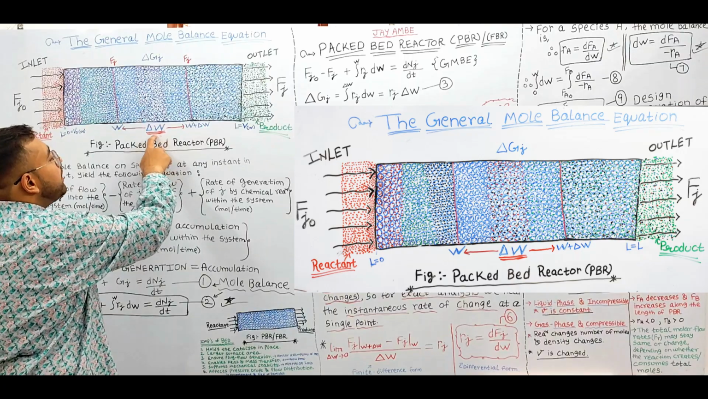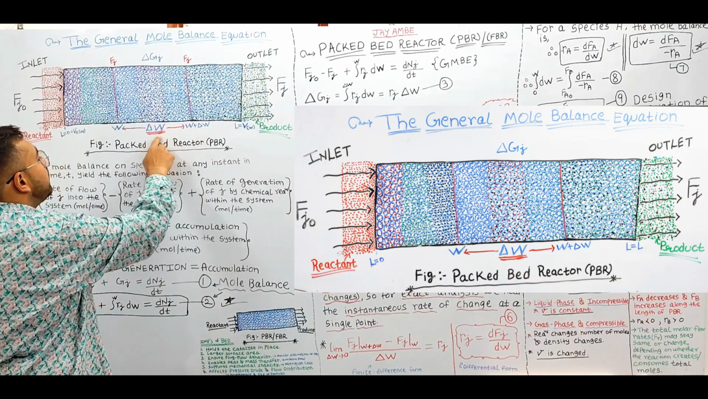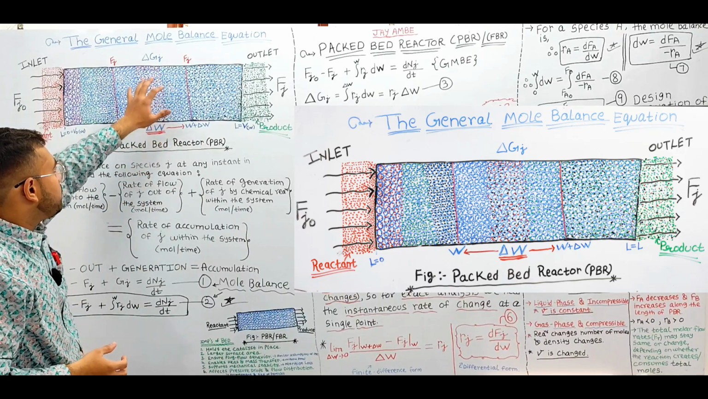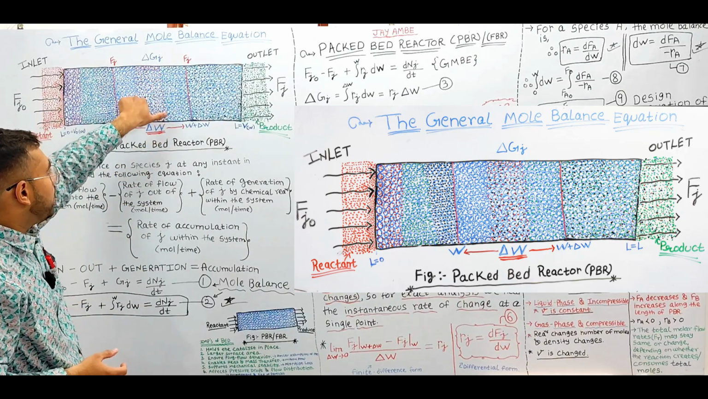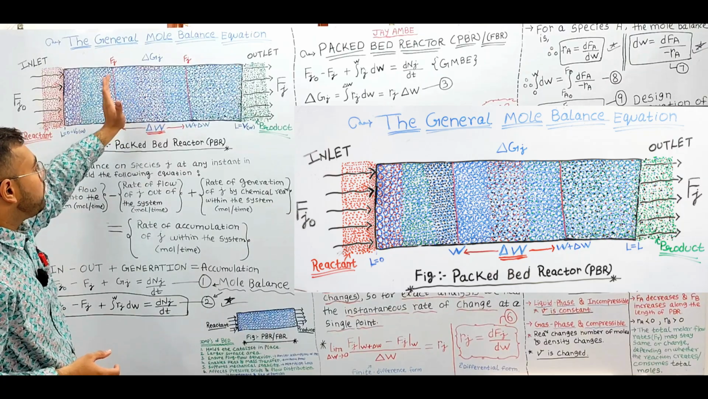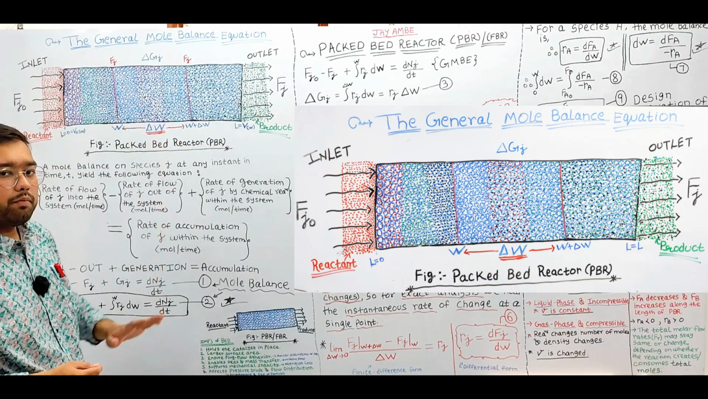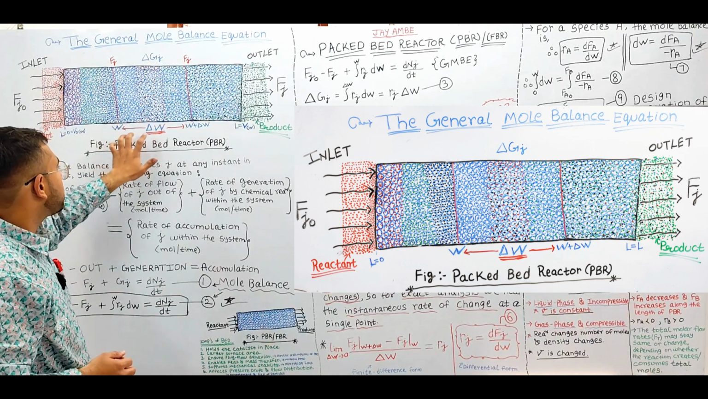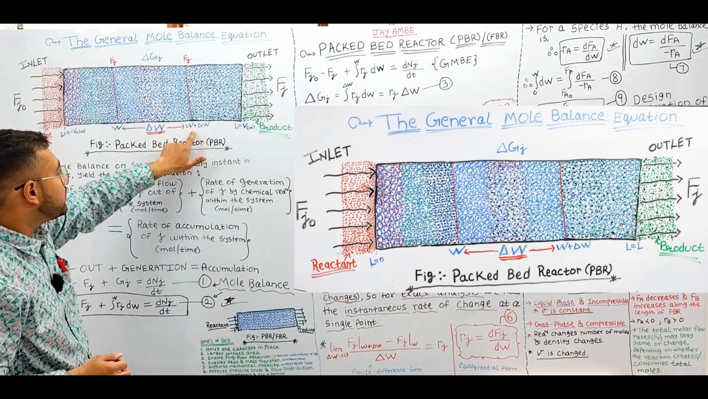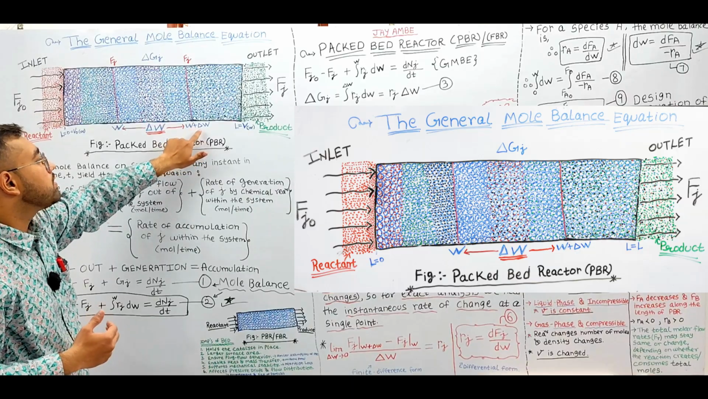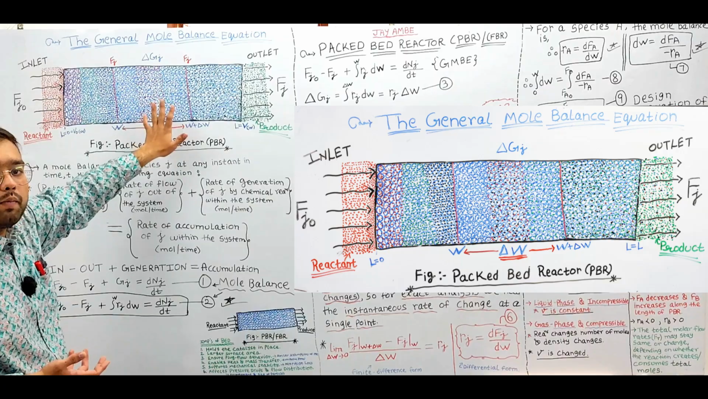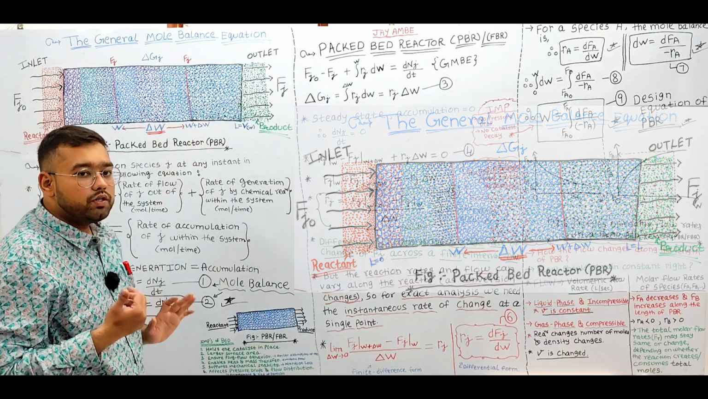So here the delta W represents a certain amount of catalyst which is filled in this differential volume, and across this differential volume we'll try to derive the design equation of the packed bed reactor. So W is here, so W plus delta W will be here. Up to this position we have W plus delta W mass of catalyst present in the bed reactor. I hope you have understood.